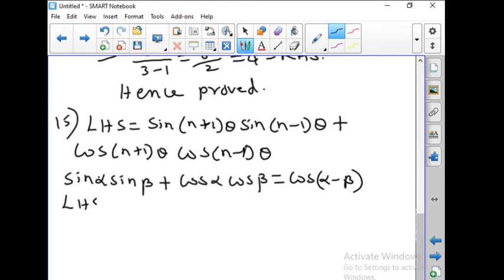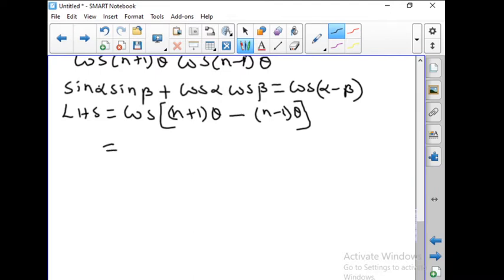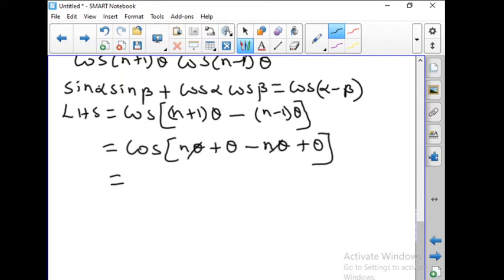So what is the left hand side? So left hand side can be written as cos of, what is alpha? In the place of alpha we are having (n plus 1) theta, minus beta, which is (n minus 1) theta. So it is equal to cos of (n theta plus theta minus n theta plus theta). So n theta and minus n theta get cancelled. It is equal to cos 2 theta, which is the right hand side. Hence it is proved.